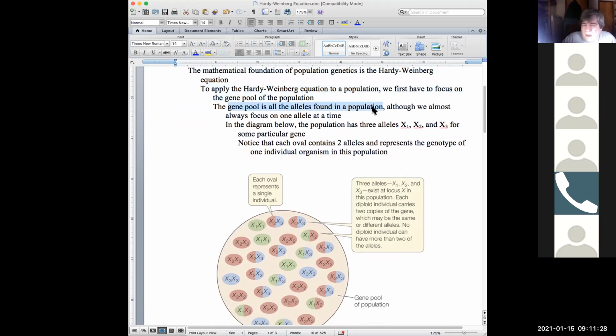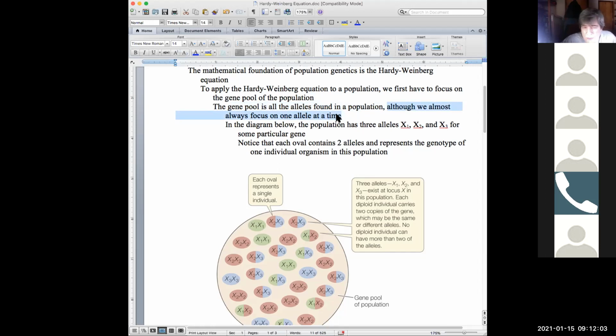So notice when we say all the alleles, if we're talking about people, that means the alleles for color blindness, the alleles for Huntington's disease, the alleles for albinism or normal skin pigmentation, the alleles for what color your eyes are, the alleles for what type of blood you have. Now, although that's the gene pool, technically, when we talk about the gene pool, we're almost always going to focus on one allele and one gene at a time.